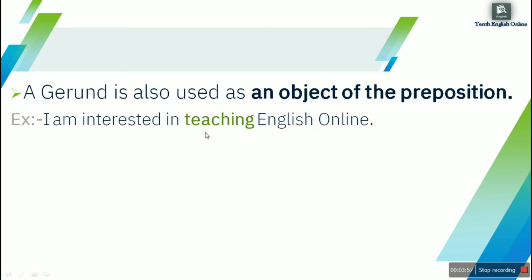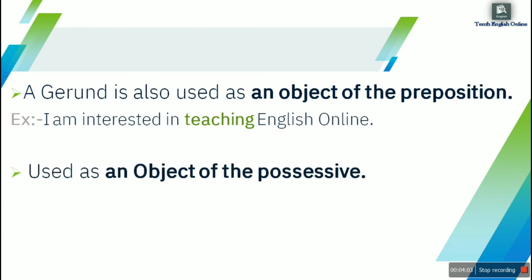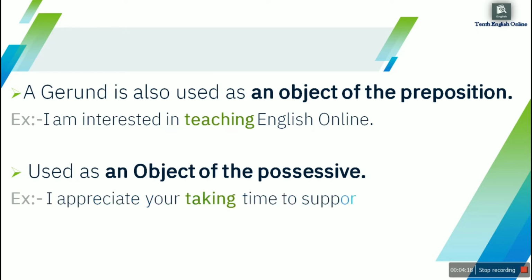Fine. Next, it is used as the object of the possessive also. Possessive, do you know, friends? They are the possessive pronouns, right? Like my home, your home, like this, right? Possessive adjectives also. I'll give you one example. Try to understand this. I appreciate you are taking time to support us. See here, I is the subject, appreciate is a verb, you are taking time. So your, it indicates possession in it. Your, whose? You are taking. Who's taking? You are taking.